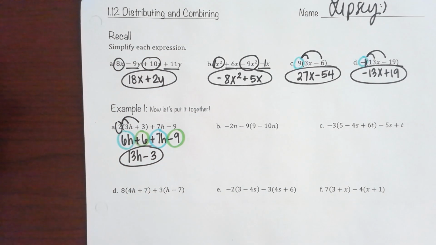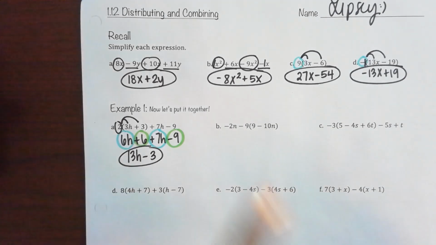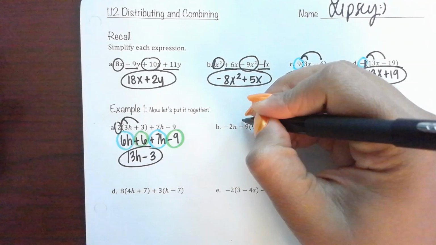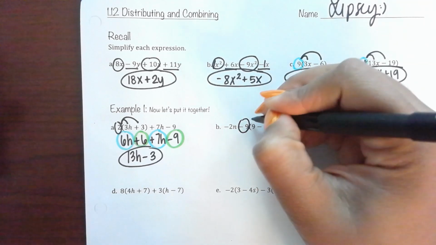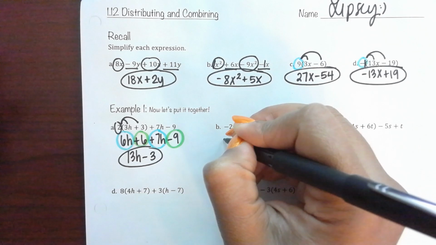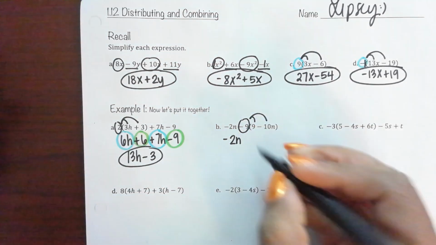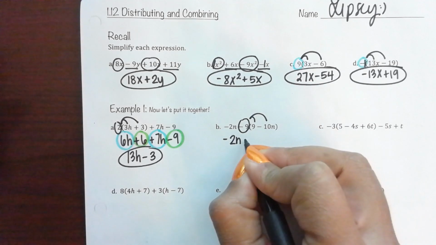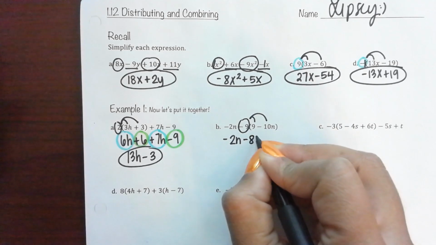Does that make sense? So let's put it together. That's what we just did. Didn't we just do that on the bell ringer? Yes, ma'am. For B, I have negative 2n minus 9 times 9 minus 10n. What do I need to do first? What am I distributing? 9. What kind of 9? Negative 9. So, what's being brought down unchanged? Negative 2n, right? What's negative 9 times 9? Negative 81. Everybody agree? Yes.